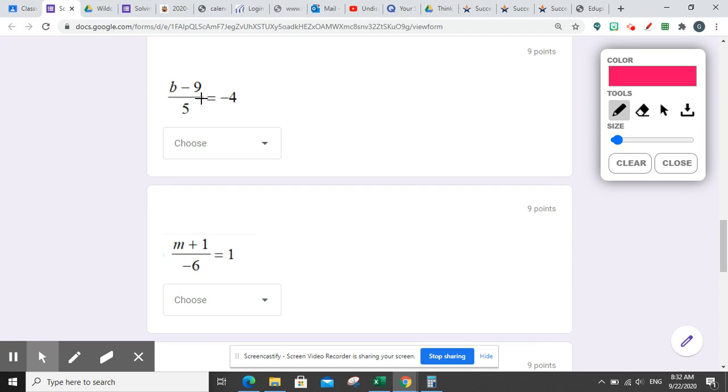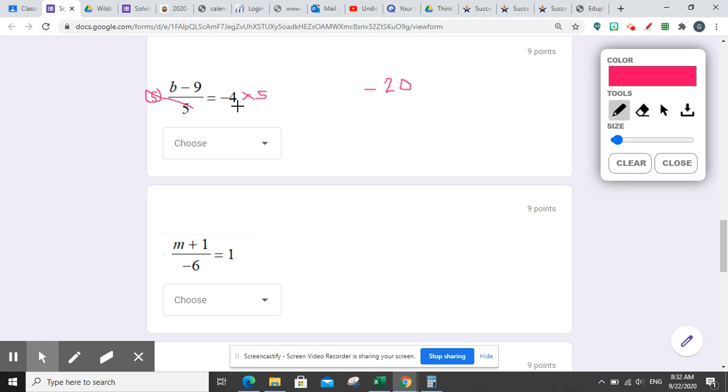So I have a division bar. So the inverse of division is multiplication. So I'm going to multiply. They cancel out. What I do to one side, I have to do to the other. So negative 4 times 5 is going to give me negative 20.